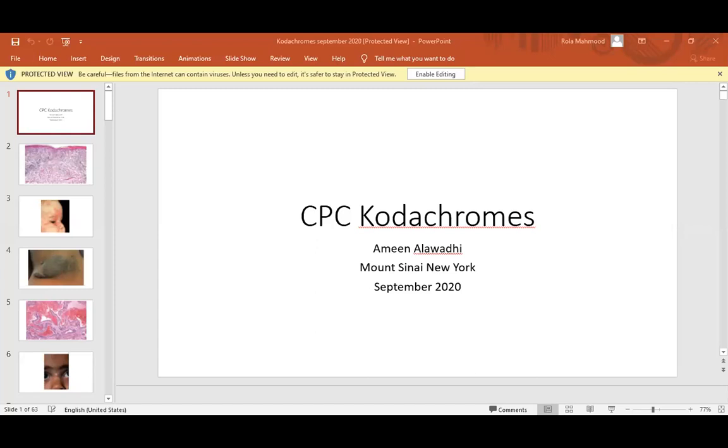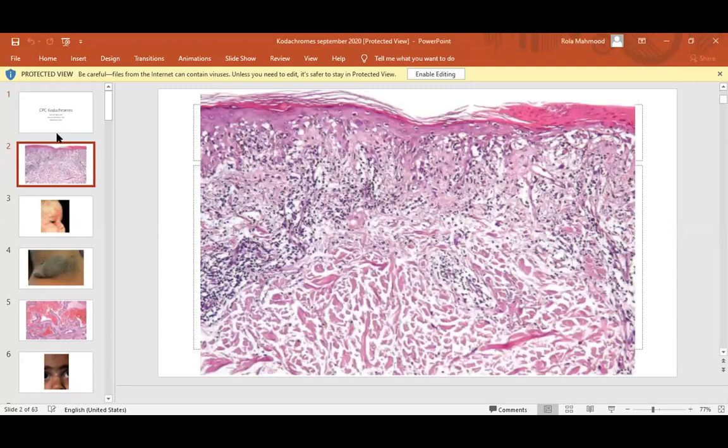Okay, so just to make sure, my screen is there, right? You can see the next slide? Or you can't see the next slide? Yes, we can see it.